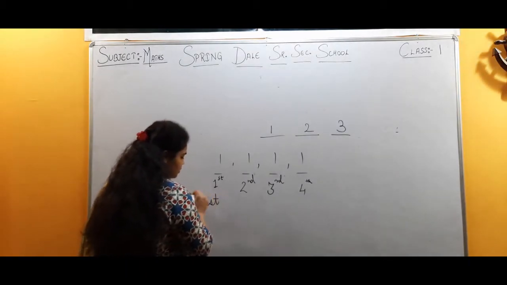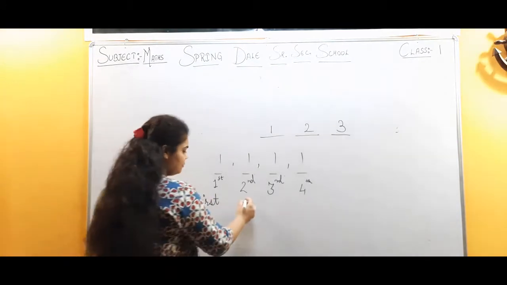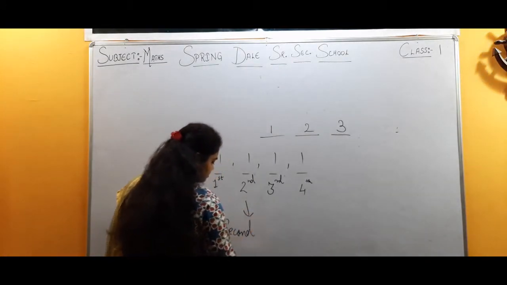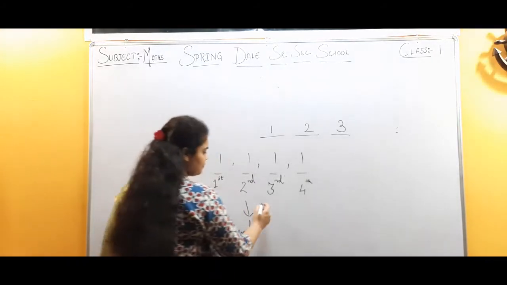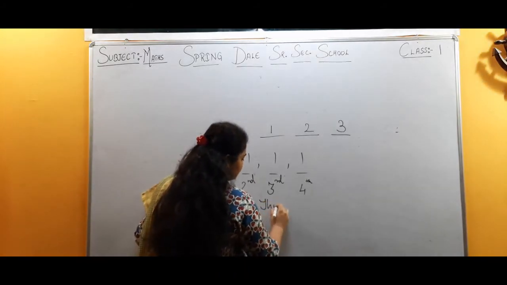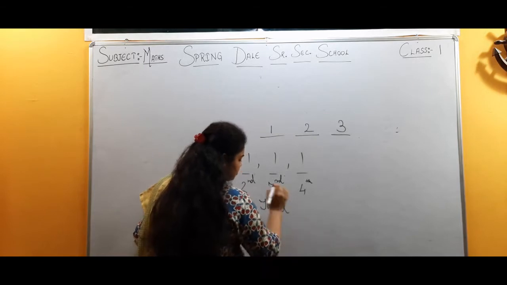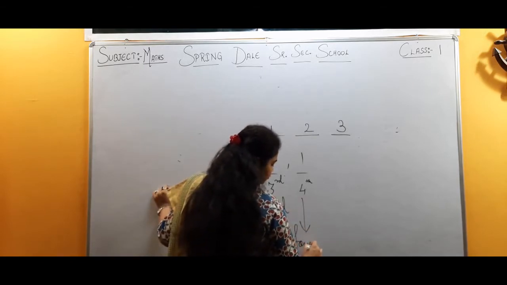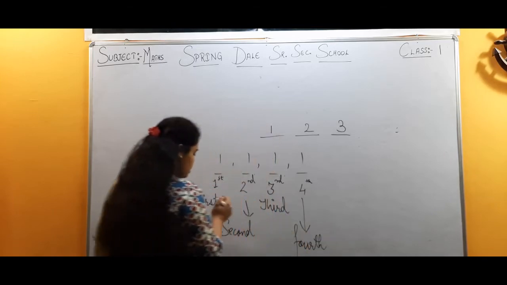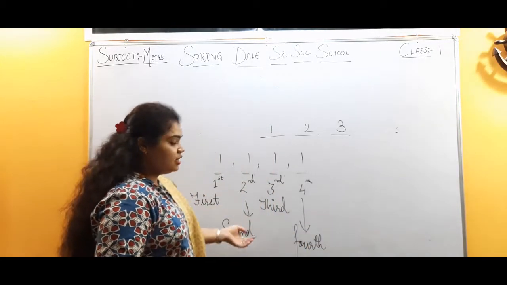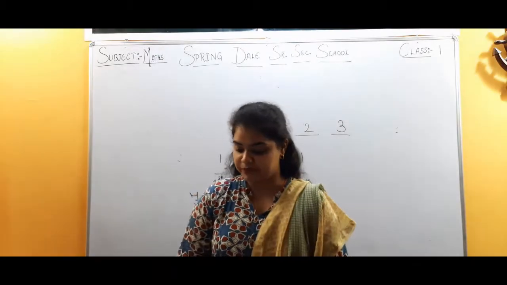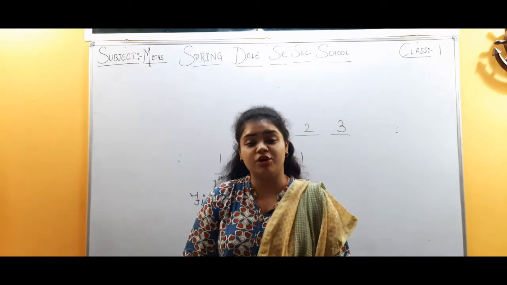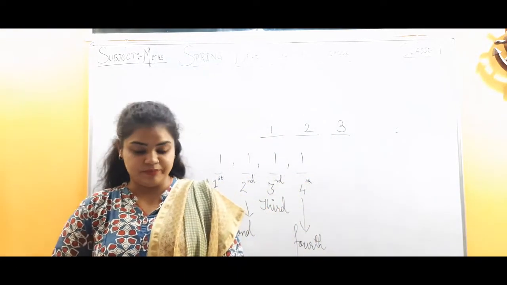F-I-R-S-T, first. How do we write second? S-E-C-O-N-D, second. Third, how will we write? T-H-I-R-D, third. How will we write fourth? F-O-U-R-T-H, fourth. So these are the numbers and these are the names of the numbers. Now we will start the exercise on page number 20, self practice 1D.